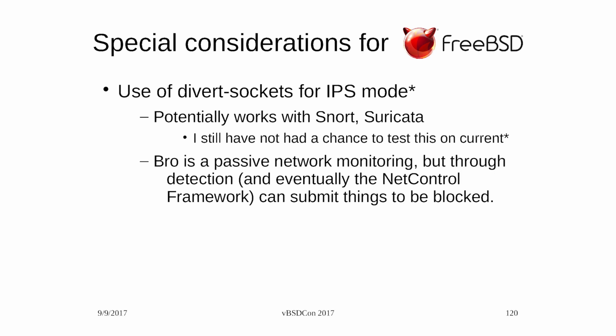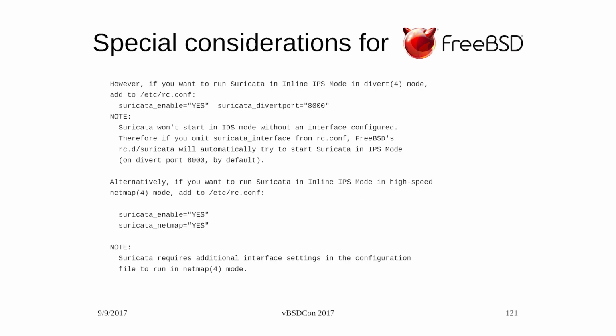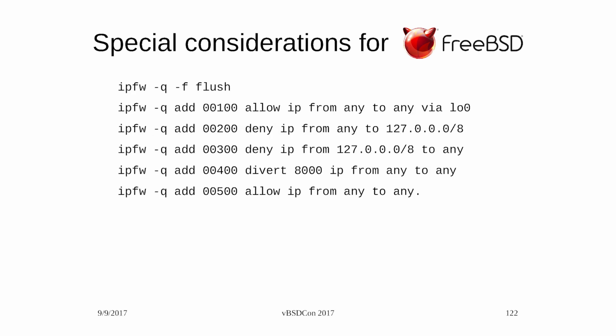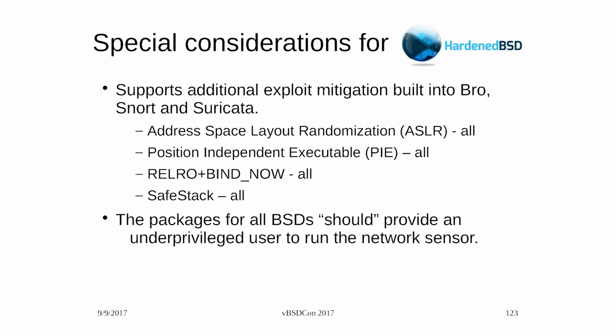And also with Bro, even though it's not really IPS, it's always monitoring, you can take actions like we talked about with the blocking or the routing changes. And at some point, netcontrol, for real interactive response, once something happens, taking action against it. And this is just output from the Suricata port, talking about how to set up the divert sockets. And this is the firewall rule set I used to have when I did this testing. So everything goes to divert, and if it gets blocked, then that's what you're dropping.